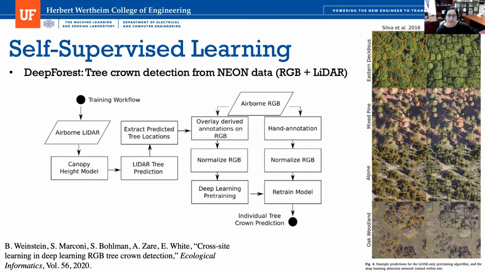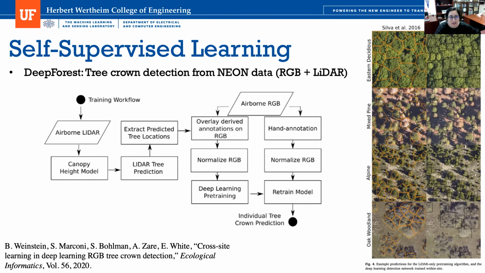And we took the high resolution RGB and LiDAR data from NEON. And we wanted to do tree crown detection or delineation. We've called it a lot of things, but essentially we want to identify each tree crown, and we're putting a bounding box around each tree crown.